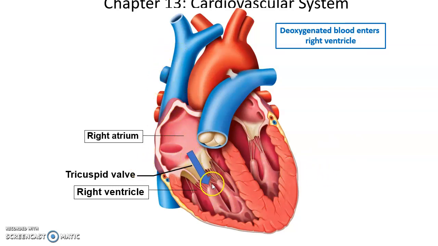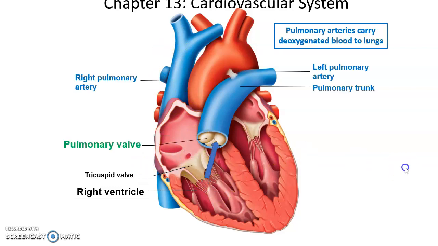And again, this is all deoxygenated blood that came from the body. So a deoxygenated red blood cell enters the right ventricle. From there, it'll pass through the pulmonary valve and into the pulmonary trunk. That red blood cell will then travel by right or left pulmonary artery to the lungs.